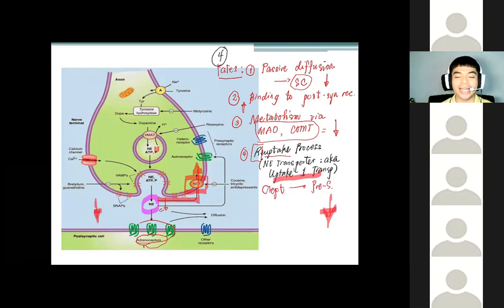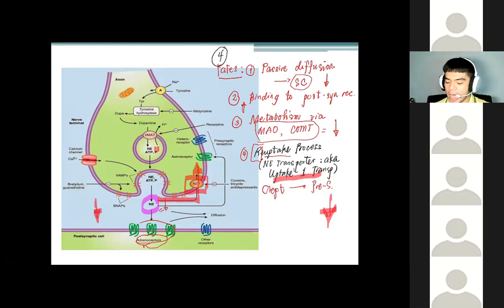So, these are natural events na nangyayari. Okay? So, natapos na tayo sa fates in the cleft. We have passive diffusion, binding, metabolism, and reuptake. Please note the implication if enhanced or reduced. Okay? So next, continue tayo.